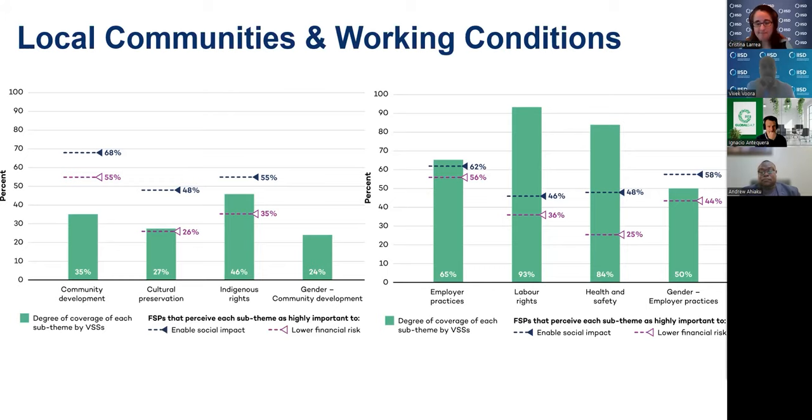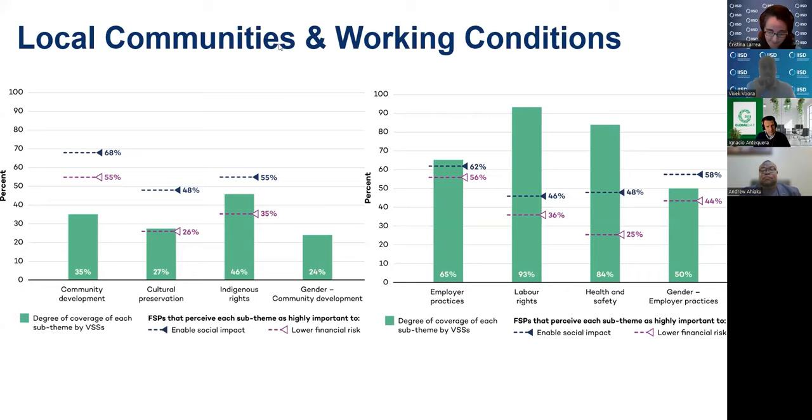So a few takeaways from our benchmarking results. By requiring farmers to adopt more sustainable business and farming practices, such as record keeping, soil and water conservation, and maintaining labor rights, VSS offer opportunities for financial service providers to lower their financial risks and enable impact investments in agriculture. VSS will have different potentials to support meeting investment objectives, since they exist to address the sustainability issues in the sectors they work in, which can be very different.